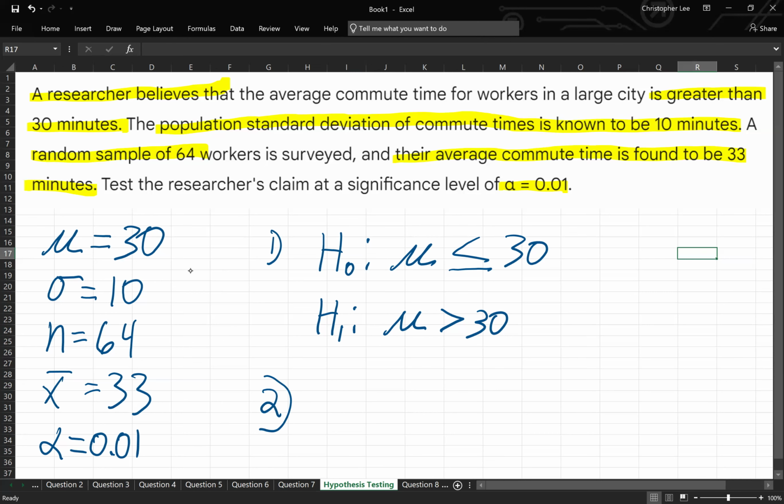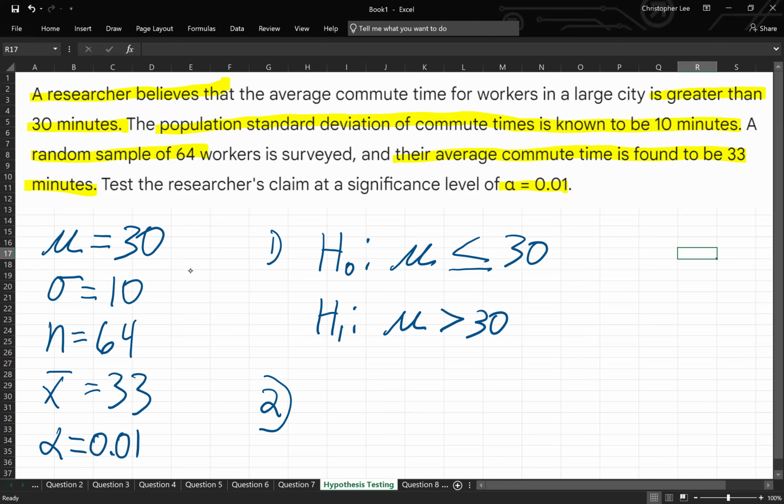Each one of these steps is worth 5 points, and together, this whole thing makes up 20 points on your final. Step 2. What is your test statistic? This is a free point right here. Y'all better not get this wrong.